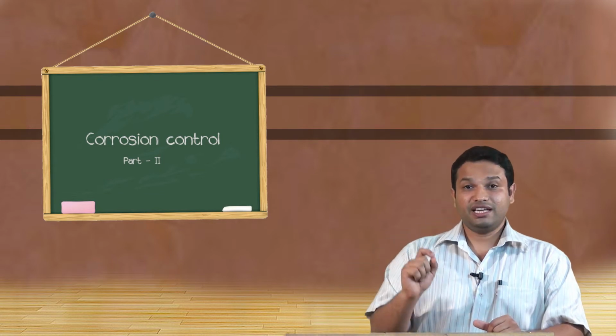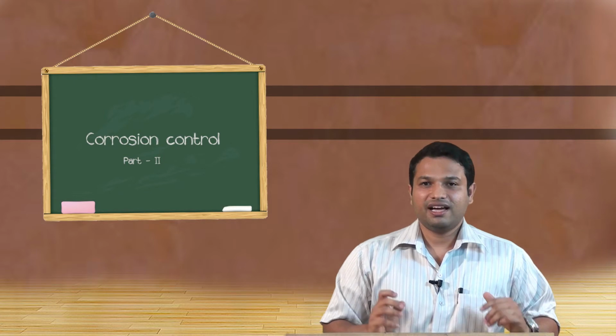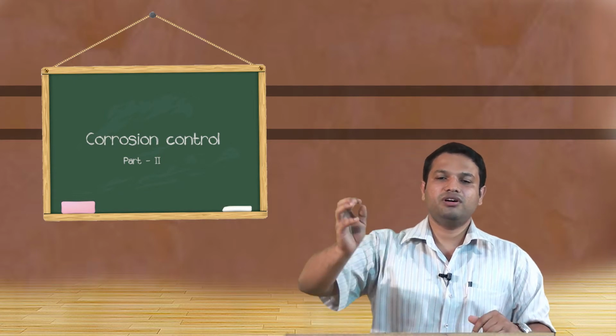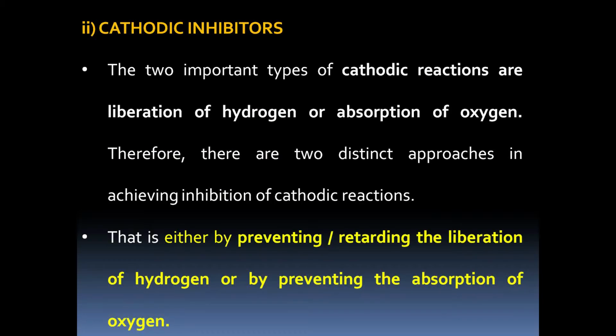Next is cathodic inhibitors. Again, as the name says, cathodic inhibitors means we have to add substances which stop the reaction of the cathode. Before going to examples, we should know what the types of cathodic reaction are. There are two types, as we discussed in the first class. One is liberation of hydrogen gas, and the second one is absorption of oxygen gas. So we have different inhibitors so that we can stop these two reactions happening on the surface of the metal.